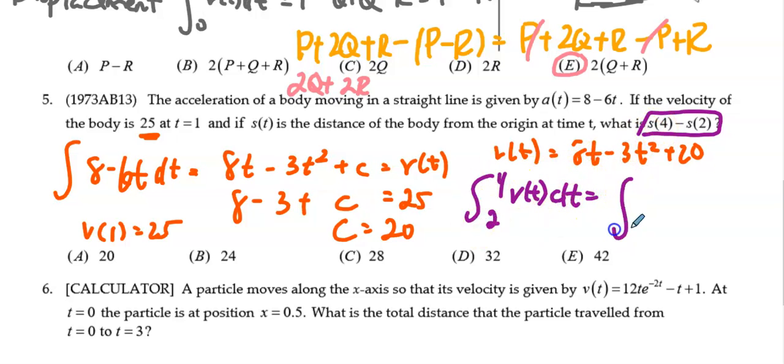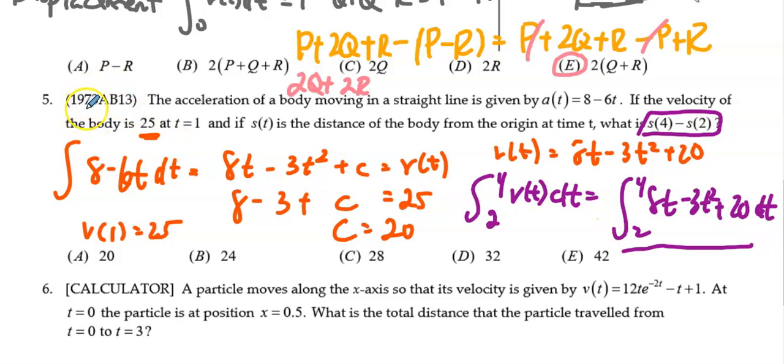So all we have to do is integrate from 4 to 2 of 8t minus 3t squared plus 20 dt. And once we do that, and again, this is most likely going to be a calculator question, even though it was in 1973, because this is a lot of work. I assume you guys know how to simplify this. This lesson is not fundamental calculus, so when you integrate this problem, you get 32.